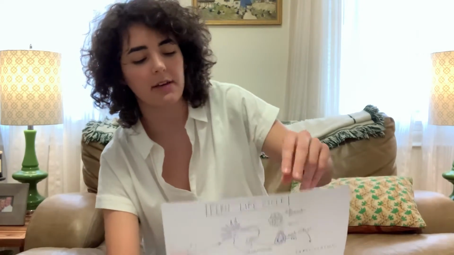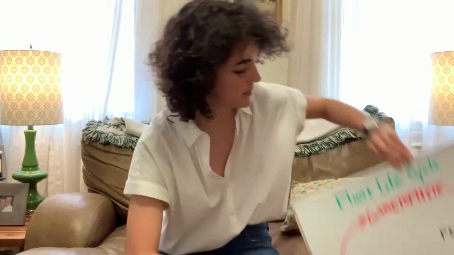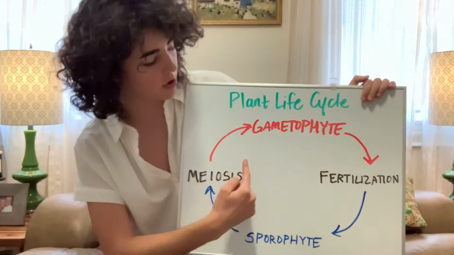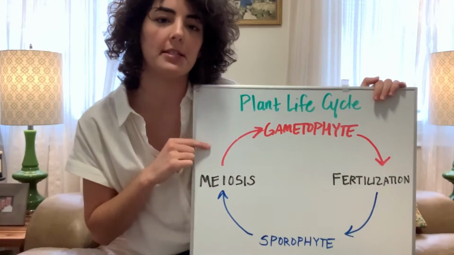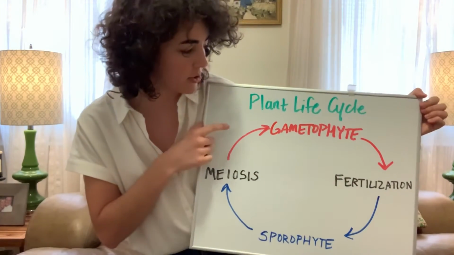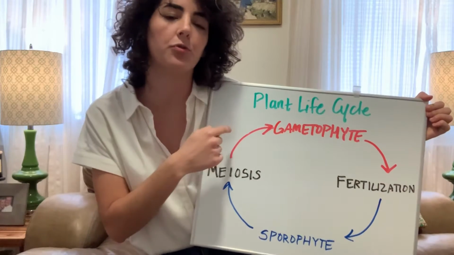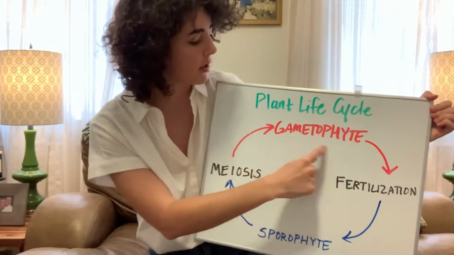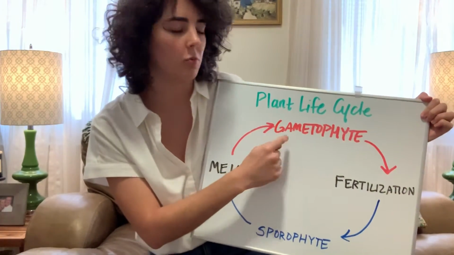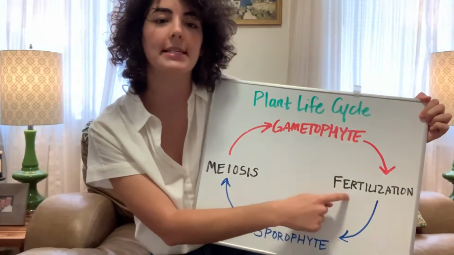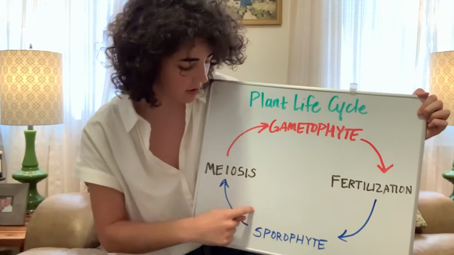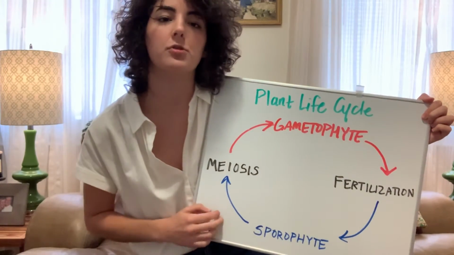So for plant life cycles, we can actually use this. If we're in the red section up here, we are haploid, which means they only have 1 set of chromosomes. So our spore cells only have 1 set of chromosomes. Our gametophyte cells only have 1 set of chromosomes. After fertilization, it becomes diploid. So these are all of our diploid cells. They all have 2 sets of chromosomes.